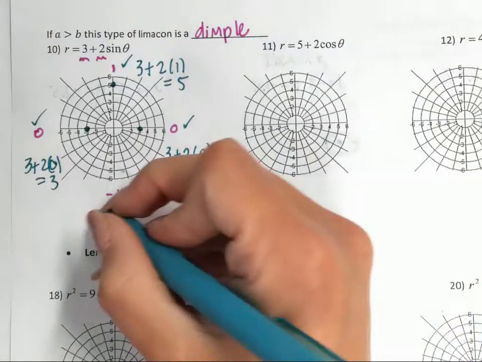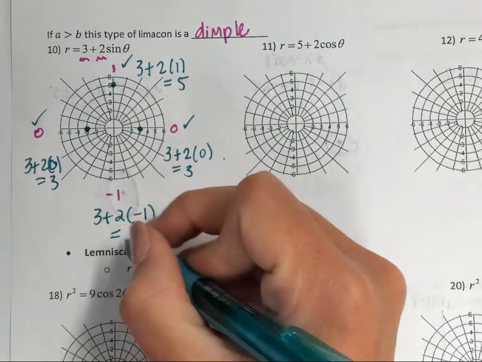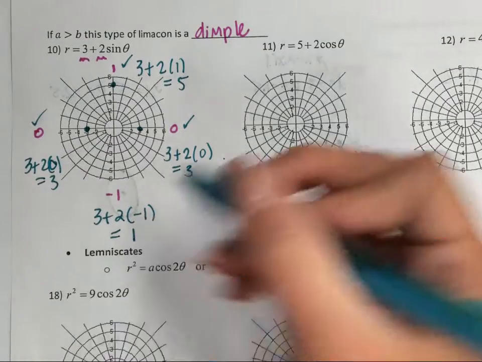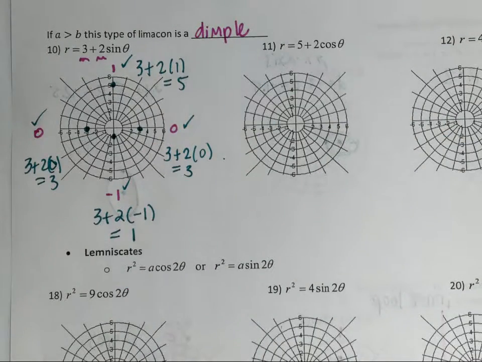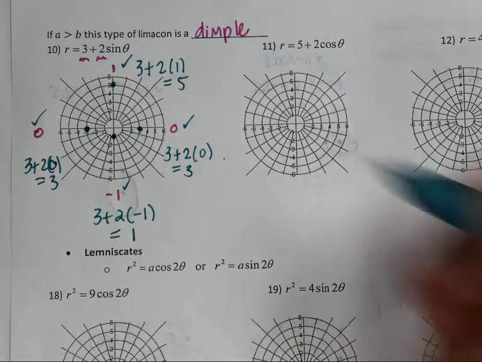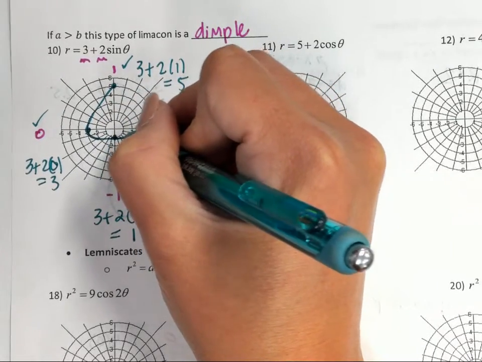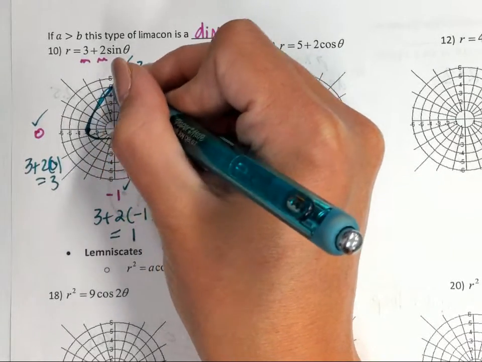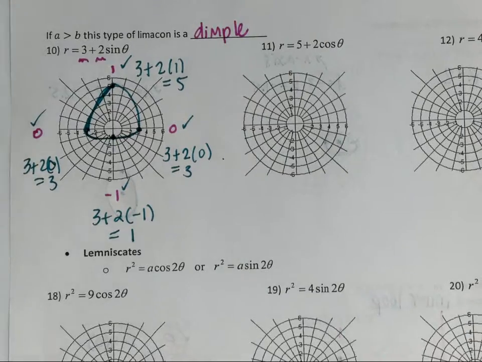And then this last one, negative 1, when I plug it in, I'll get 3 plus negative 2, which is what? 1. So it's going to be 1 towards that number I just plugged in, which is right here. So it's still a dimple, but the center point is out further than the last ones. Do y'all have any questions about this one? Go ahead and do 11 and 12 on your own.